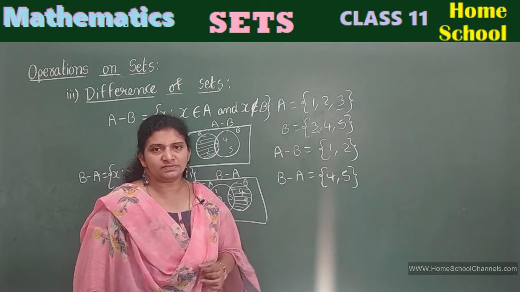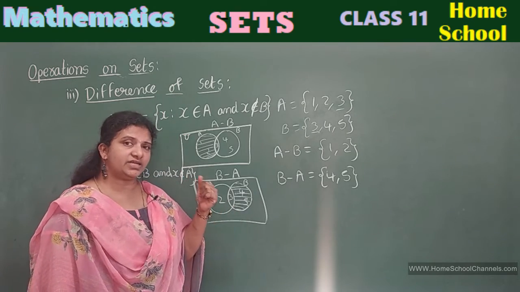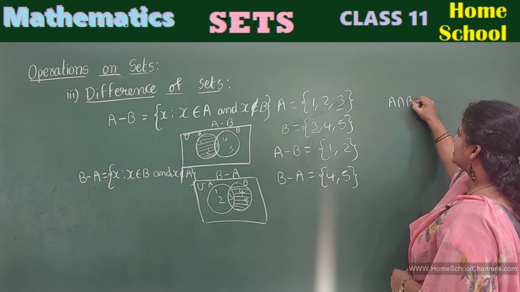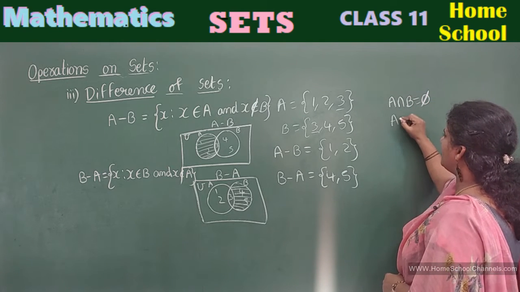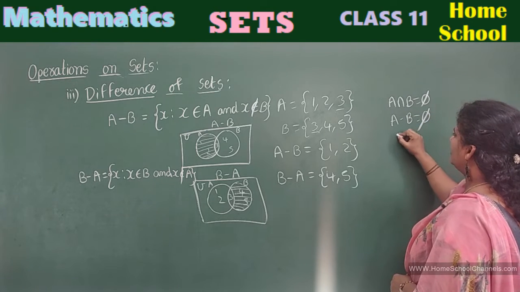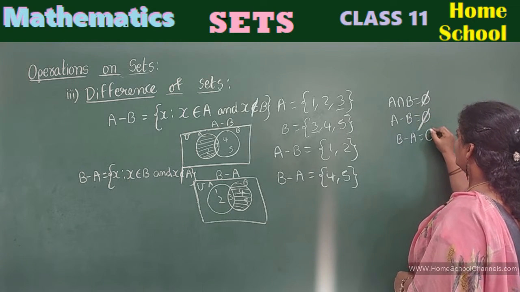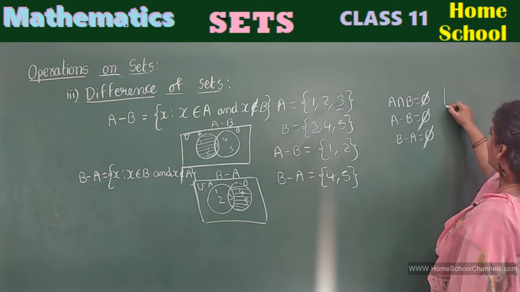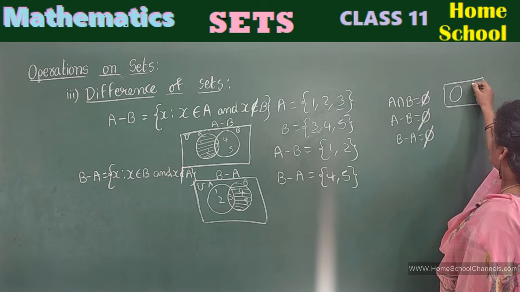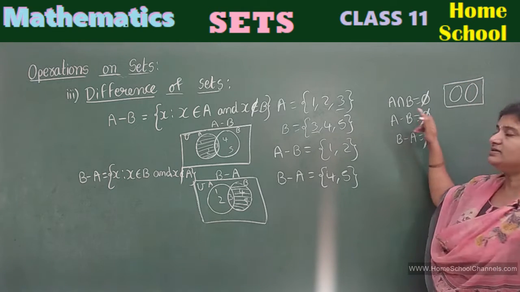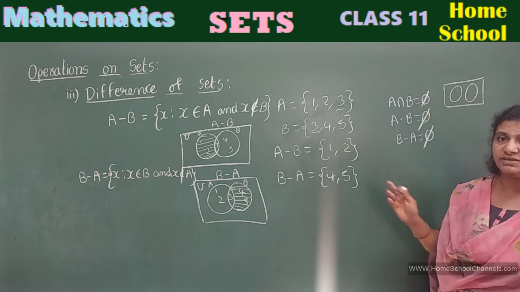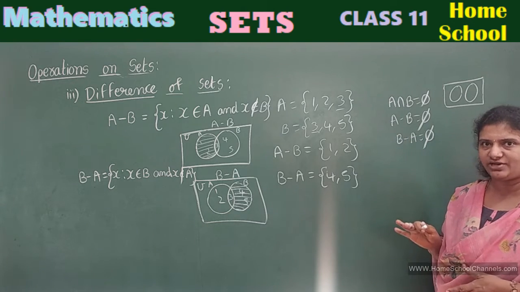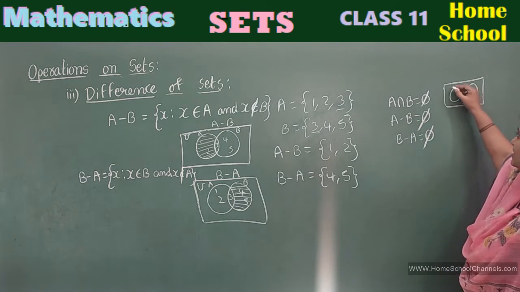Now, we are going to see, suppose you get the answer for A minus B as phi, and B minus A as phi, or A intersection B as phi. See here the conditions: when A intersection B is phi, A minus B is phi and B minus A is phi, then we call them disjoint sets. How will the Venn diagram be? Look here. A intersection B equal to phi, what is the meaning? There are no common elements. Phi means no elements, right? A intersection B is the empty set.